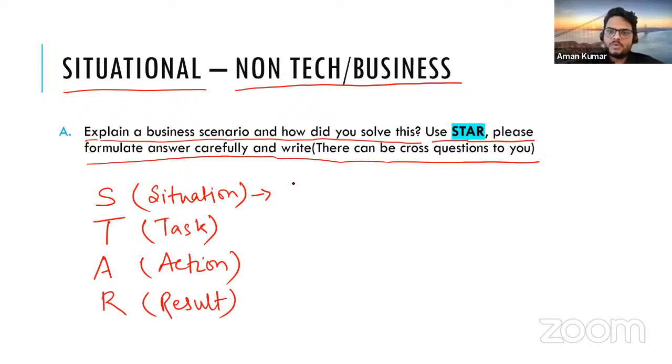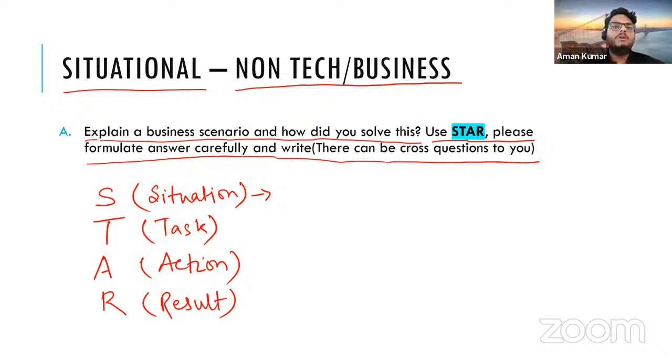So let me start with one use case, and you can align your answers based on that. The situation has to be very, very clear. For example, let's say a bank is using a manual process to tag their loan applications, saying which loan application goes in which category.